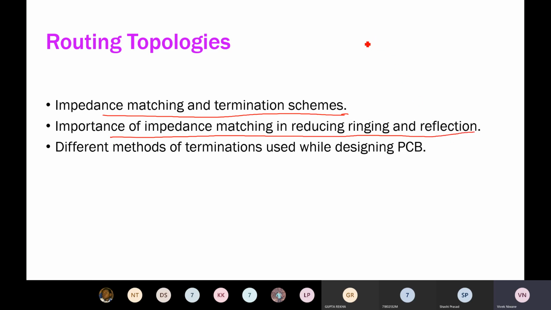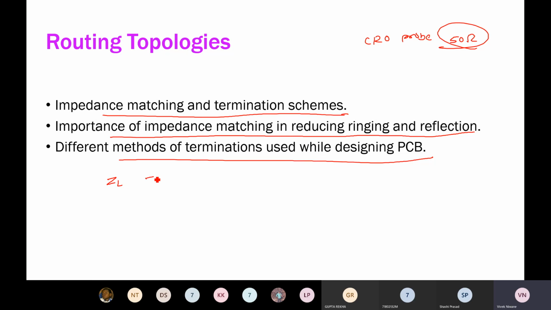We always go with the example of a CRO probe with 50 ohm termination, so that we have less reflection and less ringing in the waveforms observed on the CRO screen. Then the different methods of termination used while designing the PCB: you can consider terminated in a load impedance, terminated in characteristic impedance. Sometimes we terminate our lines in an open circuit format, so that we will not have any ringing or reflection from the load side, and so on.